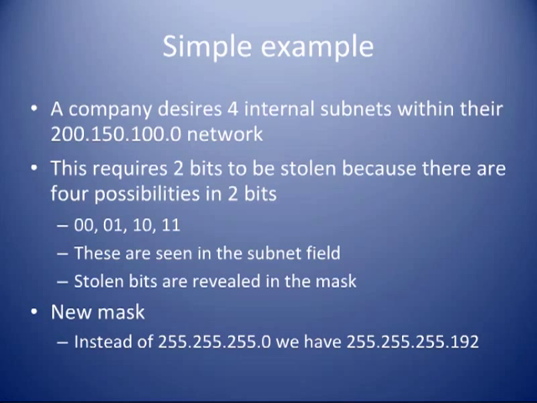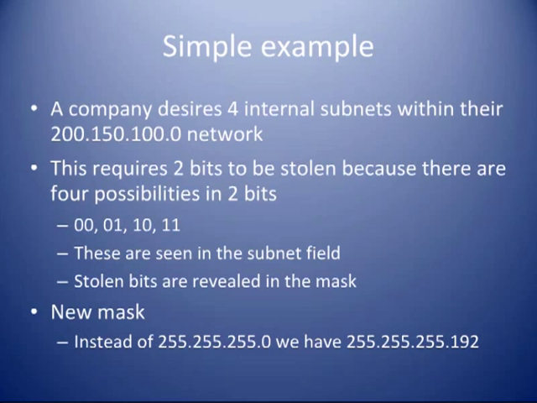So if we steal 2 bits, the binary patterns available in 2 bits are 00, 01, 10, and 11. These are the values that we'll actually see in that subnet field as we work through our example, so don't let those go. The stolen bits are revealed in the mask. What that means is that if we steal 2 bits from the host portion, instead of 255, 255, 255.0, we get a 192 at the end there. And I got that by the binary pattern 11000000. That gives us 192.